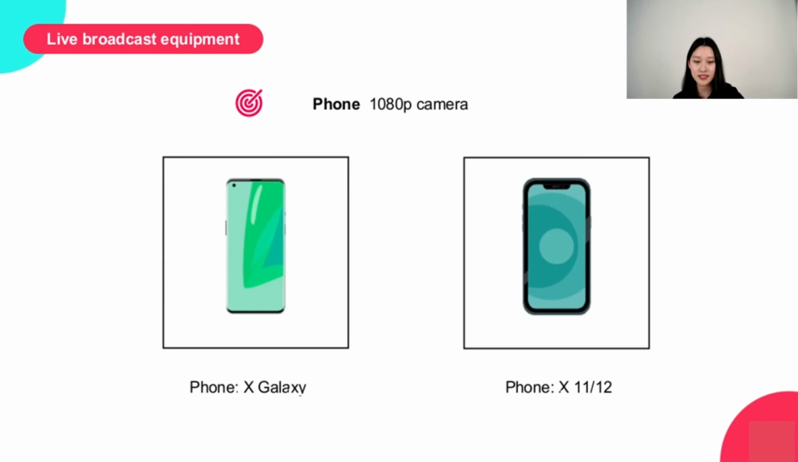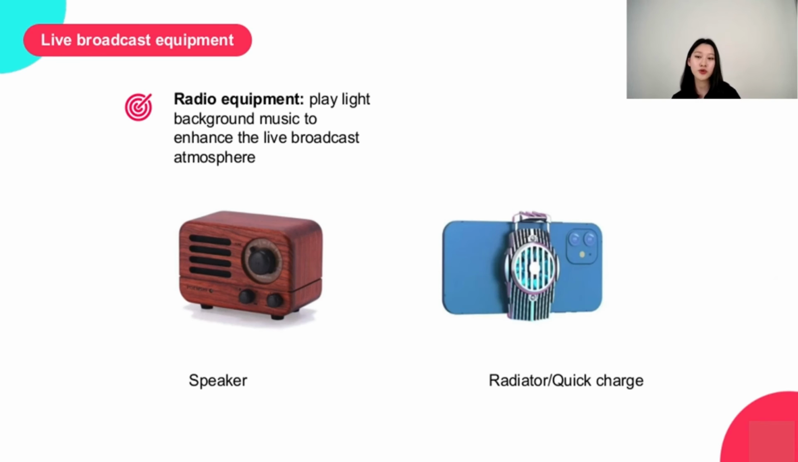Okay, then let's see other equipment. For example, you can prepare a Bluetooth speaker to play light background music to enhance the live broadcast atmosphere, just what I did at the beginning of our webinar. And also, if you have to live broadcast for a very long time, you can also prepare the radiator or the quick charge.